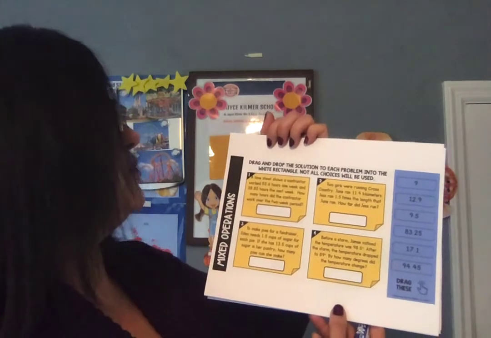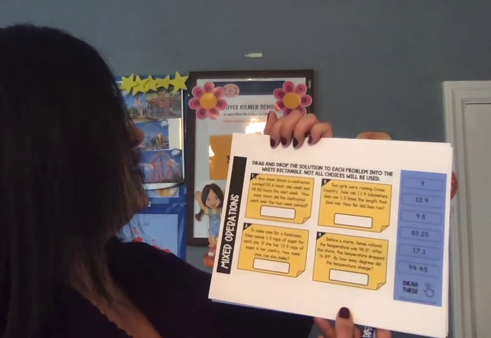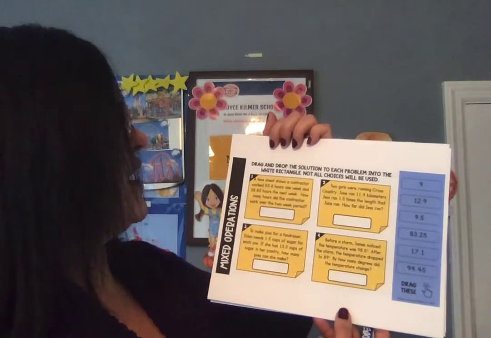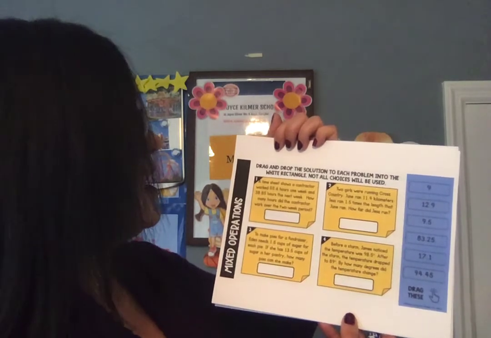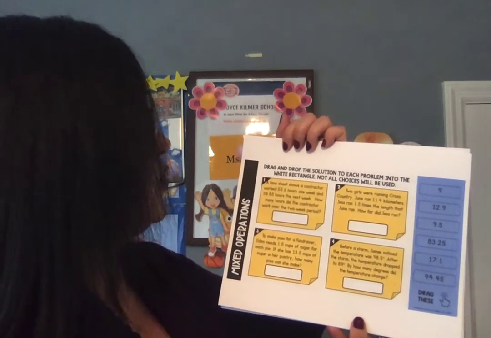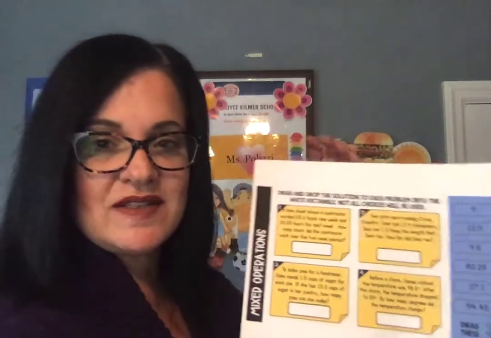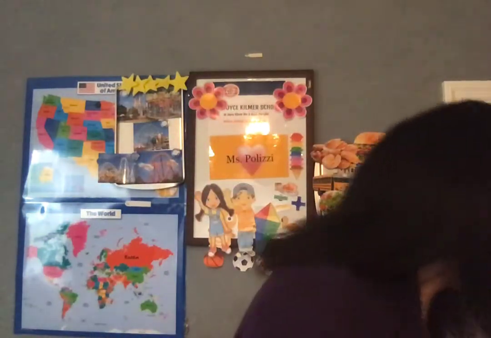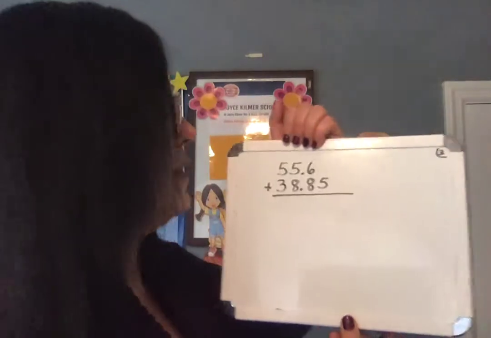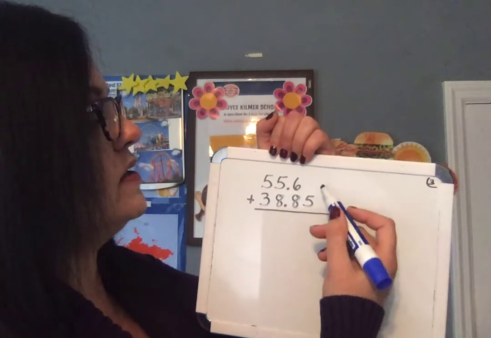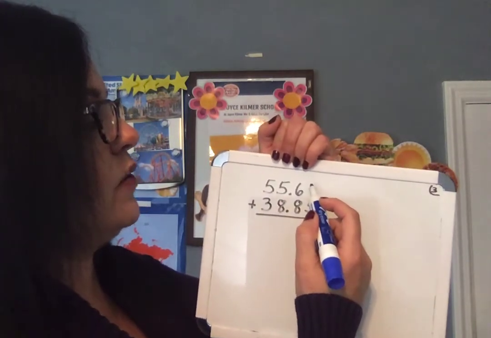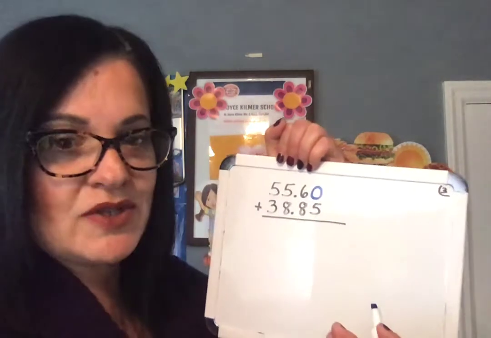It says a timesheet shows a contractor worked 55 6/10 hours one week and 38 85/100 hours the next week. How many hours did the contractor work over the 2-week period? So in this case, again, the operation would be addition. So let's go ahead and add that and see what we get. So again, I lined up my decimal points, but this time when I did that, I noticed that I didn't have a number after the 6, so I'm going to go ahead and put a 0 there. And when that happens, just put a 0.